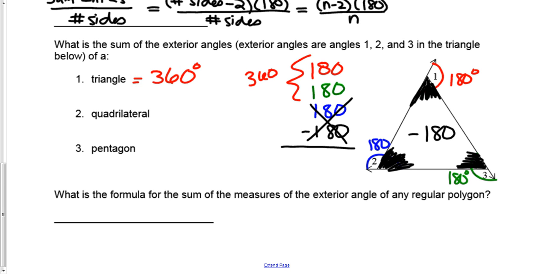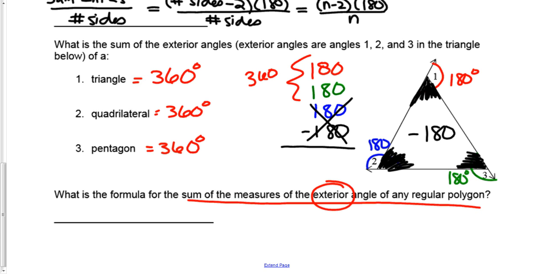Now, if we do this with a quadrilateral and a pentagon, guess what? We're going to get 360 again, and we're going to get 360 again, which means the sum of the measures of the exterior angles of any regular polygon is 360. You must memorize this. So that's a very nice one.